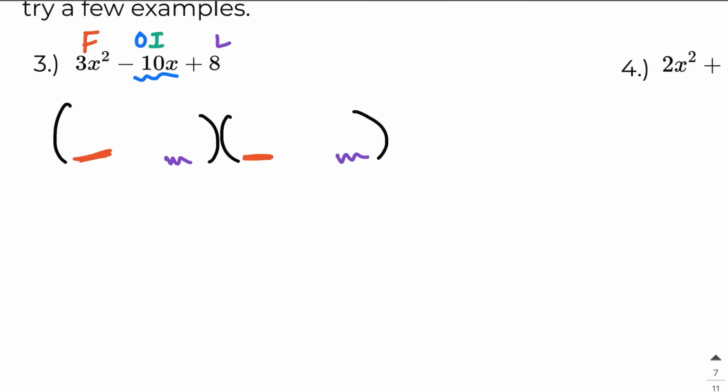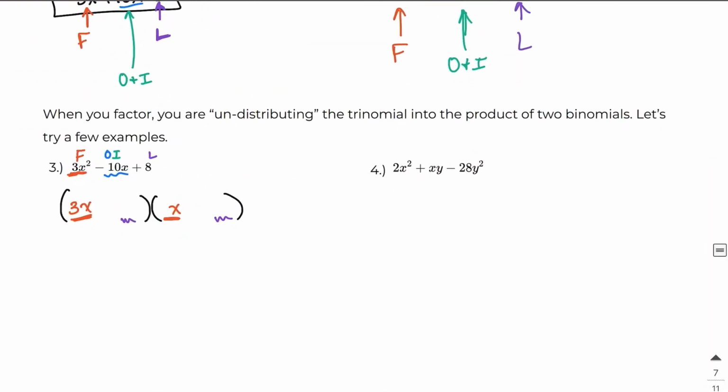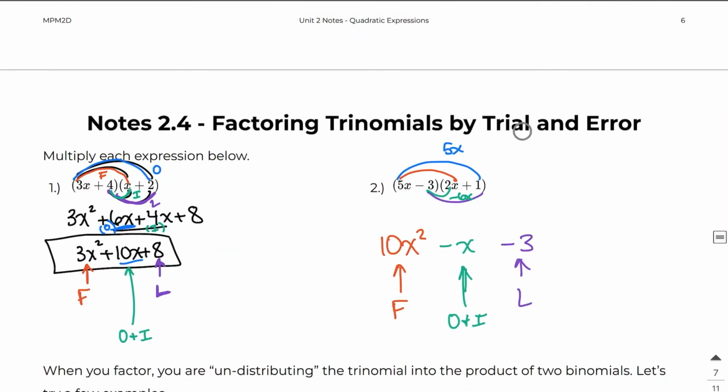So for the first term, I'm going to look for factors of 3. So what times what would give us 3? And the only option is just 3 and 1. So I would have 3 and 1, but I have x squared, so it'd have to be 3x and 1x. And by the way, we don't have to put the 1 here. And also, by the way, this method is called trial and error. So you will need a pencil for this because we're going to be trying and guessing and checking. And if it doesn't work, we're going to erase it and try something else.